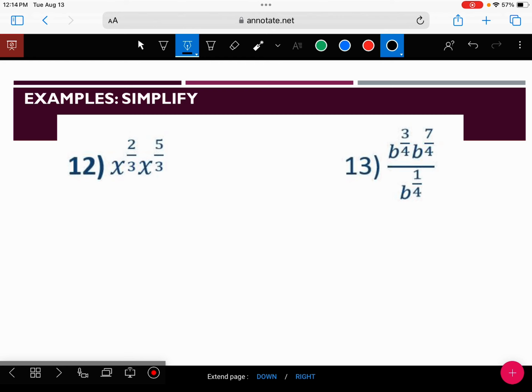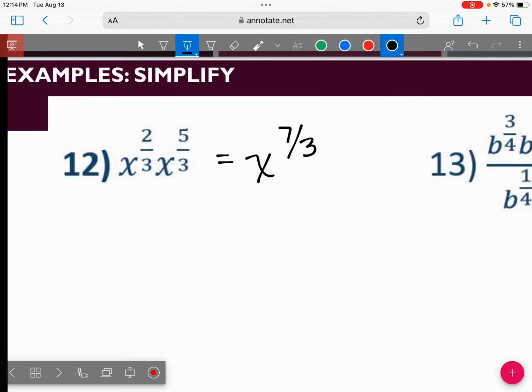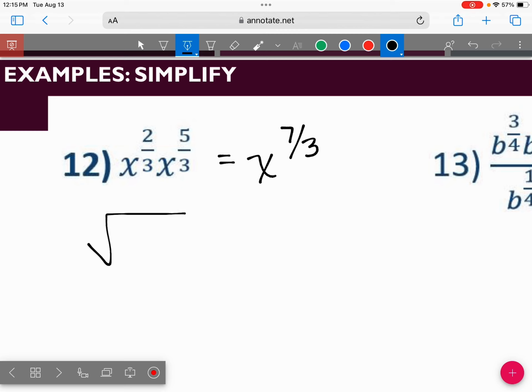What do you have to have in order to add a fraction? Common denominator, right? Do we have a common denominator for number 12? Yeah. All right, so we could just add them together. And when I add them together, I just get x to the power of 7/3. All right, so now let's write this with a radical. So I have my radical, x is underneath. This number here, that's my denominator. We call that the index. So that would go right here.